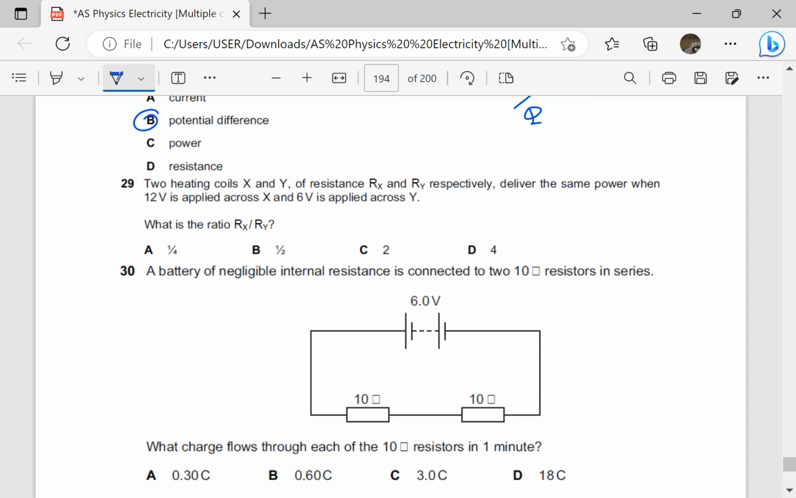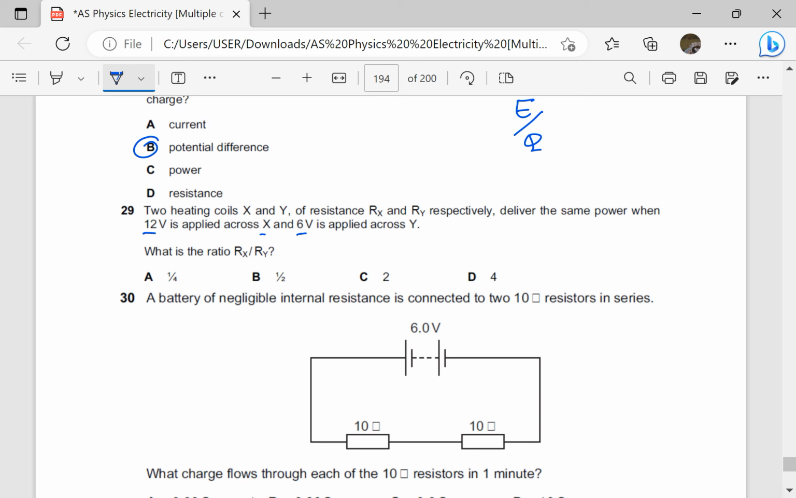Two heating coils X and Y of resistance Rx and Ry respectively deliver the same power when 12 volts is applied across X and 6 volts is applied across Y. What is the ratio Rx over Ry?